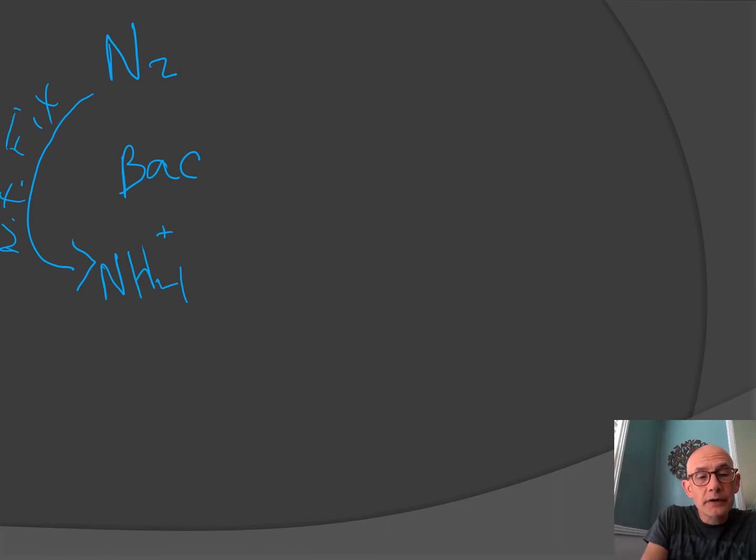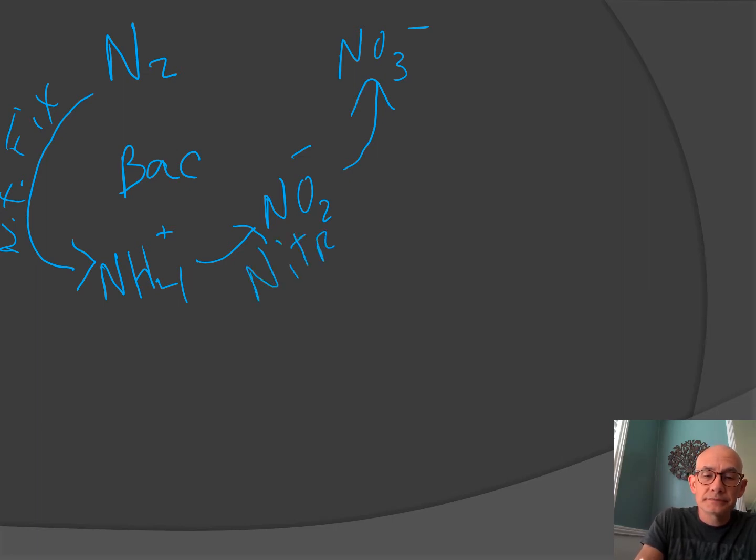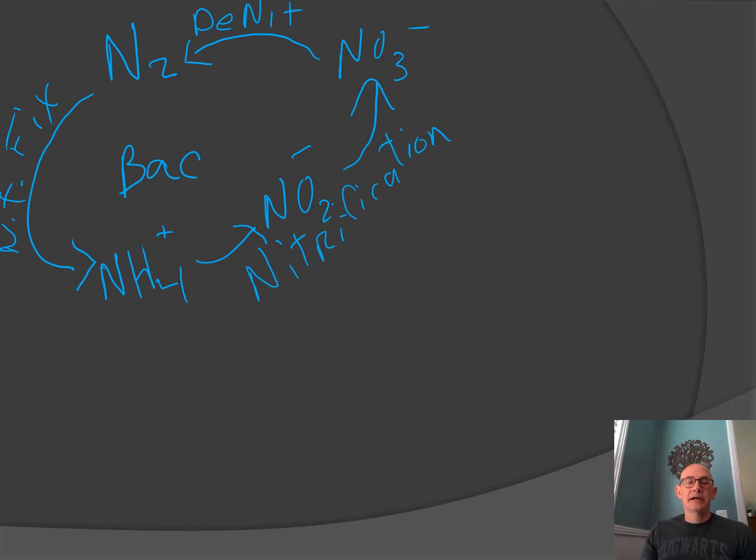The NH4 is then going to be turned into nitrate after it is turned into nitrite. And then this process of going from ammonia to nitrate is called nitrification. And then denitrification is from NO3 back to N2. All of that, that's the bacteria cycle.